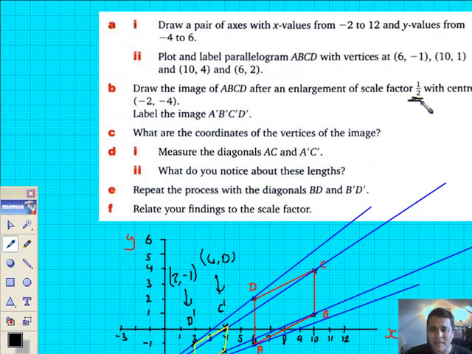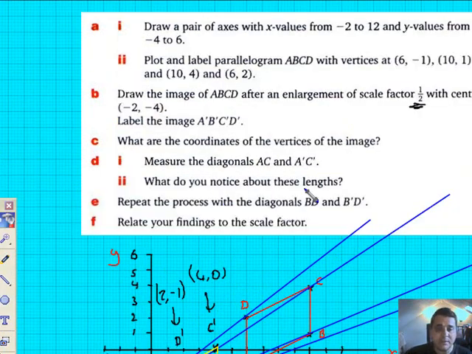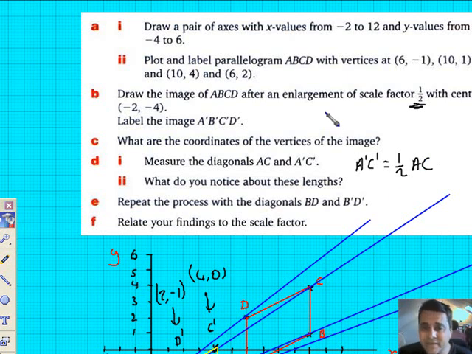Well, it's an enlargement scale factor of half. So what can I say? If they ask me to measure from B to C, I'm going to say 3 units. If they're going to get me to measure between B dash and C dash, I'm going to say 1.5 units. So what's happened? What do you notice about these lengths? I'm going to say that A dash C dash is half the length of AC. Alright, not difficult to understand that, because it is in fact an enlargement of scale factor 1/2.